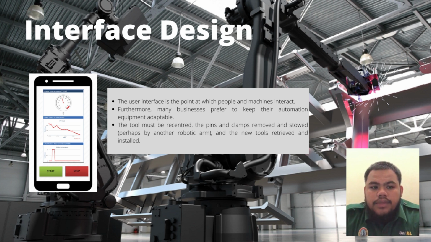In other words, because robots exactly duplicate the same weld routes every cycle, the component to be welded must be kept in the same right position each cycle to achieve repeatable, accurate welding automation. Furthermore, many businesses prefer to keep their automation equipment editable.